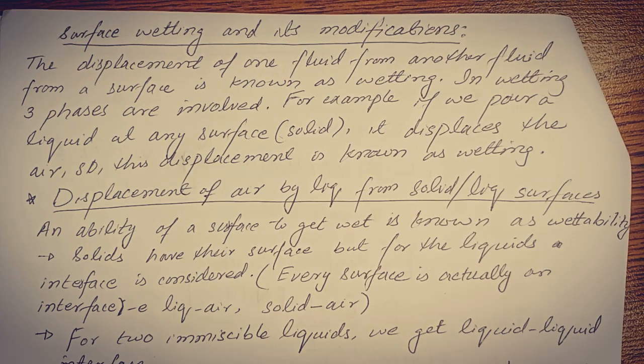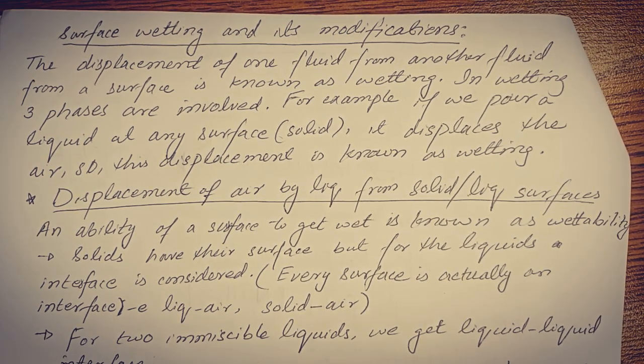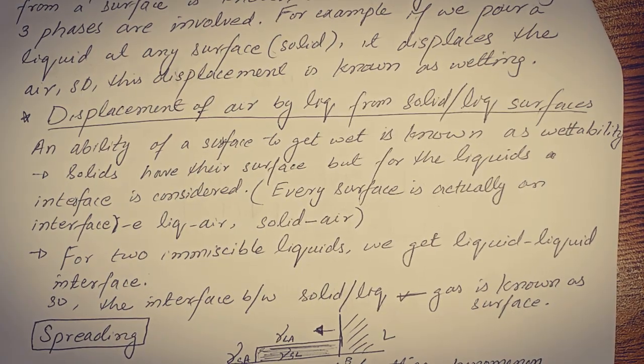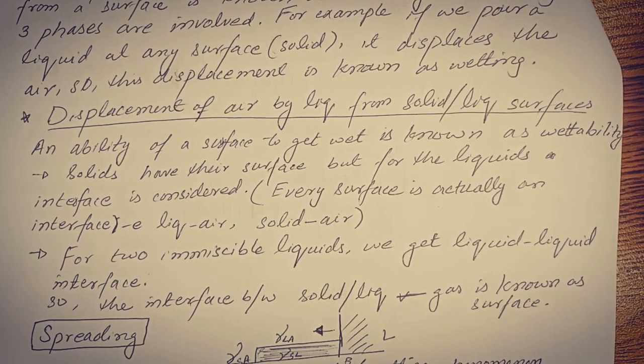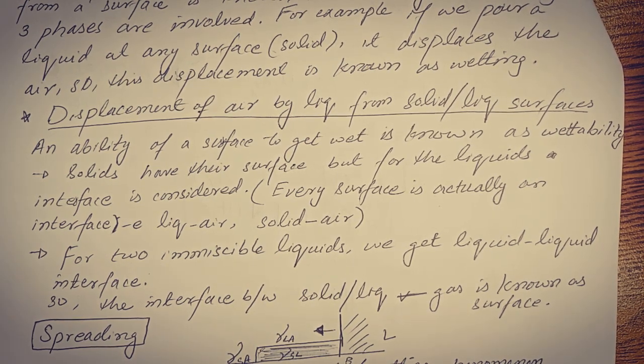So here we are going to discuss the surface wetting. Surface wetting is the displacement of one fluid from another fluid, and from a surface, is known as wetting. And in wetting, three phases are involved. For example, if we pour a liquid at any surface that is solid, it displaces the air. So this displacement is known as wetting. So simply we can say that the displacement of air by liquid from solid or liquid surfaces is wetting. And the ability of a surface to get wet easily is known as wettability.